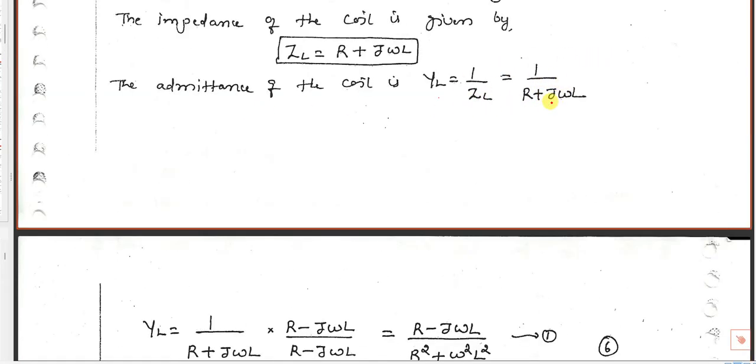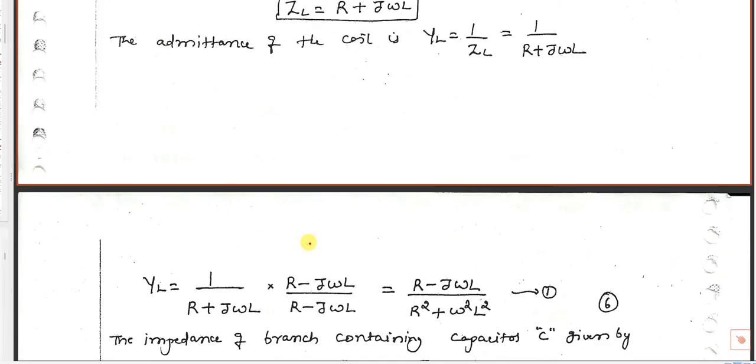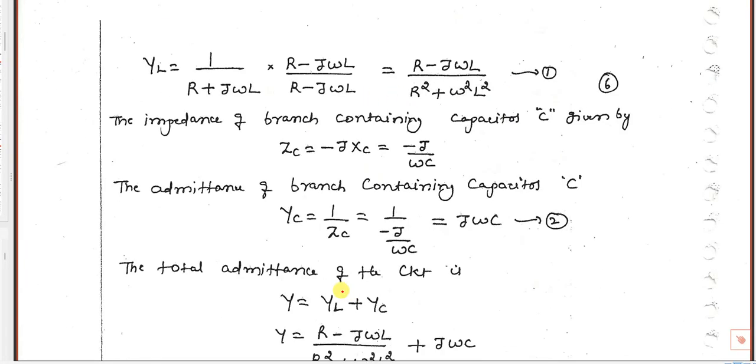We have YL equal to 1 by R plus j omega L. So in the denominator j is there. You have to rationalize and separate the real part and imaginary part. For that, you multiply by R minus j omega L over R minus j omega L. If you cancel it, you get 1 only. This part is actually 1 only. We are rationalizing to get separate real and imaginary parts.